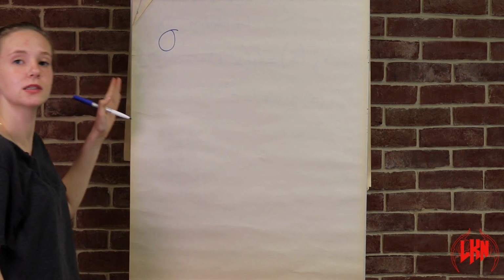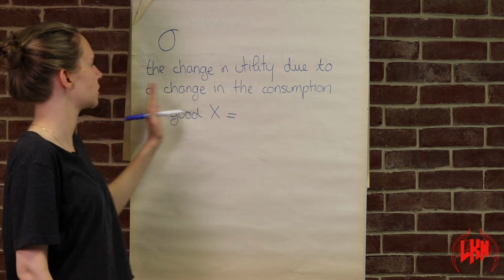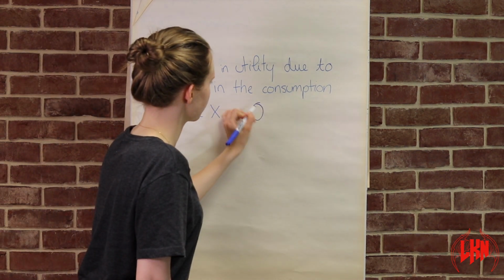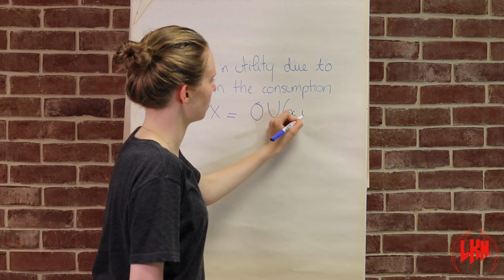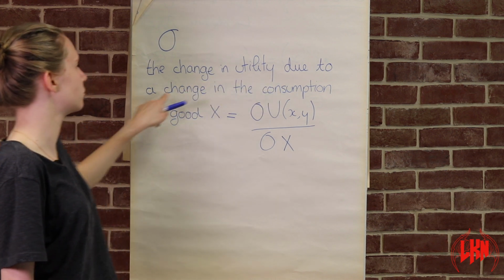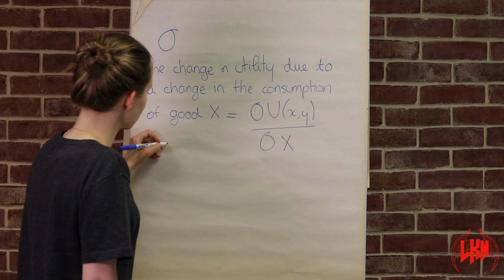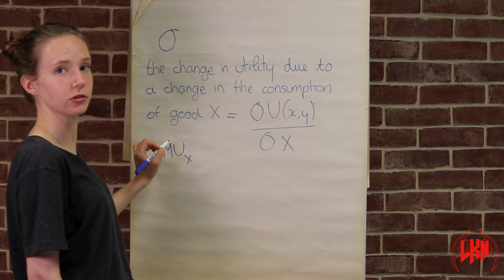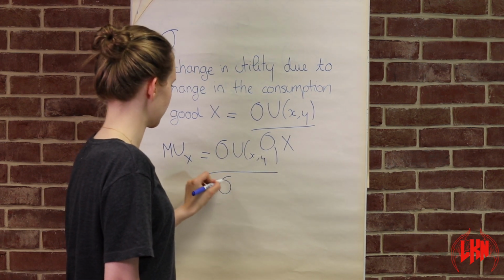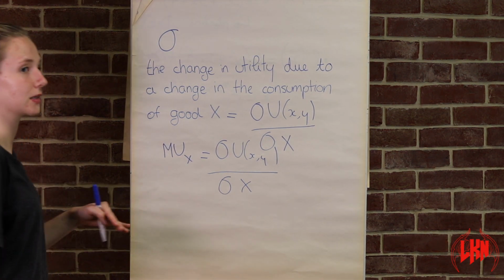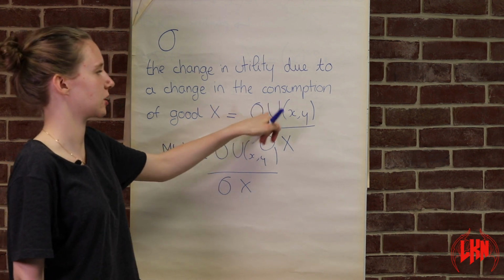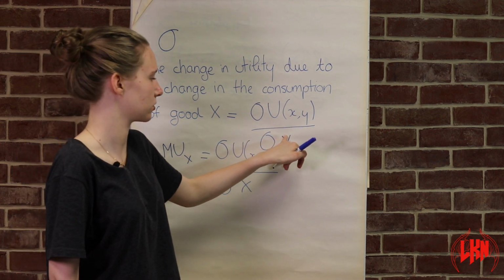This letter is a Greek letter and it means change. So the change in utility due to a change in the consumption, so you can consume more or less, a change in the consumption of good x is this. Change in utility of the function x, y, over change in the consumption of x. And this, the change in utility due to a change in the consumption of good x, this is the marginal utility of x. So we have marginal utility of x is equal to change in utility x, y, over change of x. This is the marginal utility of x. And for y is exactly the same thing. You can say the change in utility due to a change in the consumption of good y, is equal to the change in utility function over the change in consumption of good y.